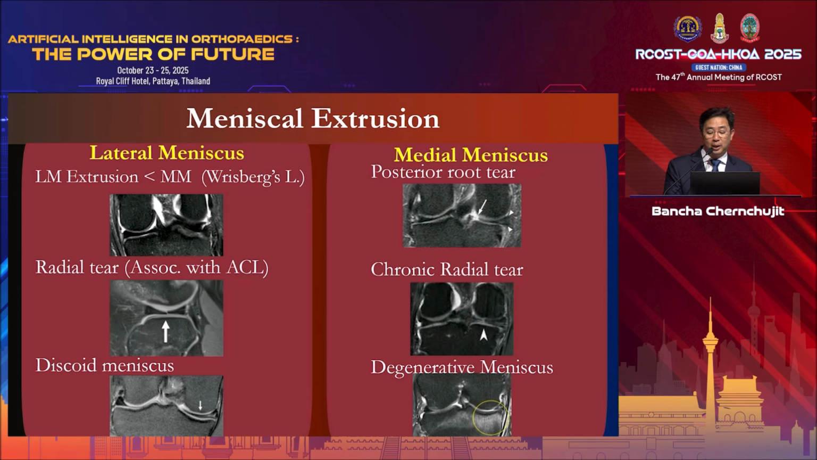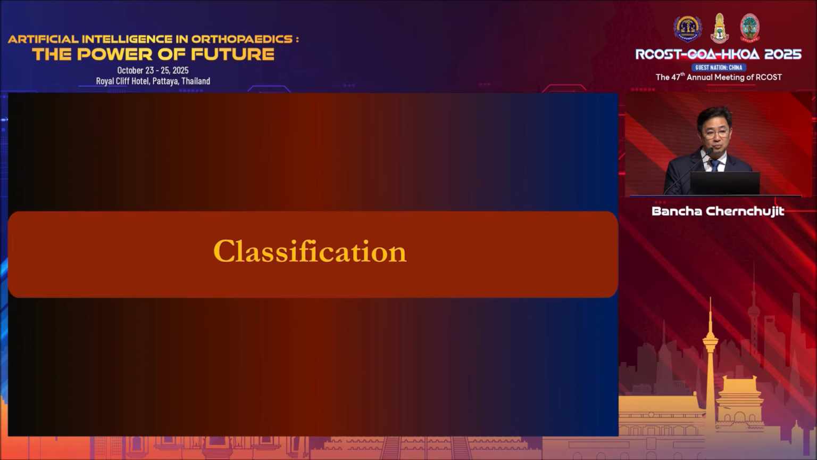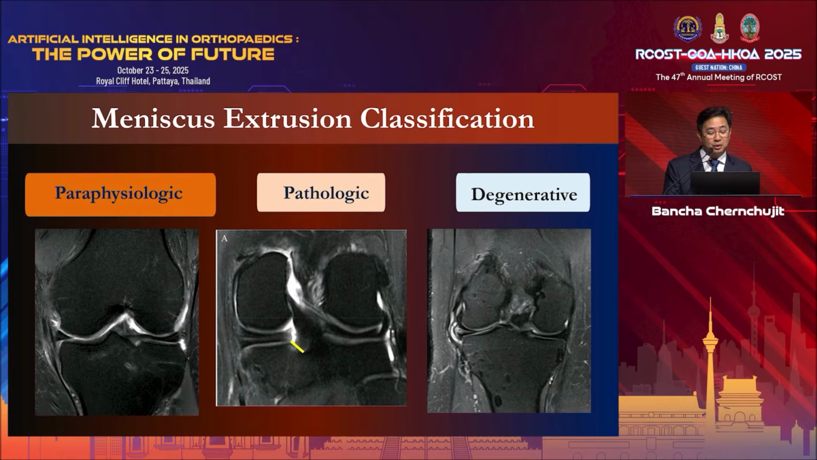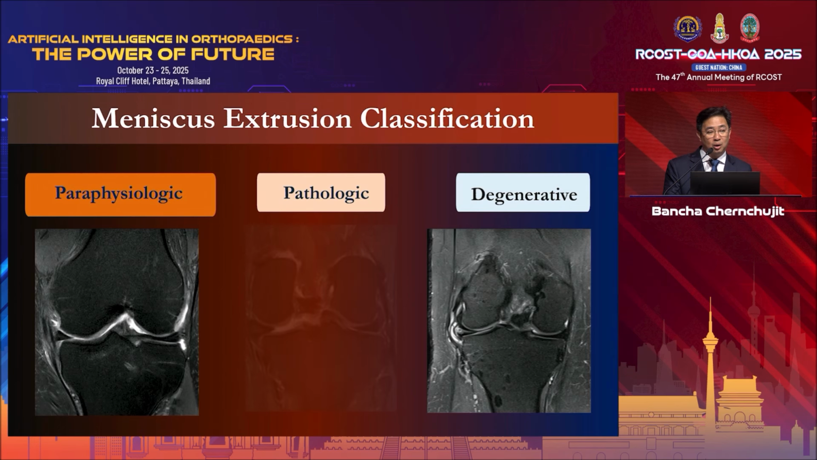The lateral side always has less extrusion because of the ligament that attaches there. The cause of lateral meniscus extrusion can be a radial tear, ACL injury, or discoid meniscus. But on the medial side, it's mostly from a root tear, radial tear, or degenerative meniscus. Look at the classification. You can have normal, which we call paraphysiologic meniscus extrusion, or pathologic extrusion, like when you have a root or radial tear.